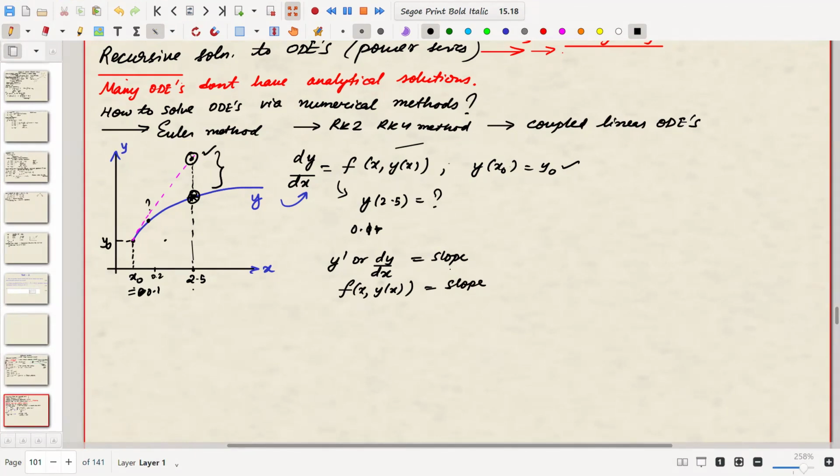Now, how can I write the slope in terms of step size? Y2 minus y1 by x2 minus x1. What is y2? The future step. Y2 is the future step, that is yi plus 1. What is the past value? Y1 is yi, divided by the step size. Step size is h, suppose, because you do it in one step, right? So can you tell me what is yi plus 1?